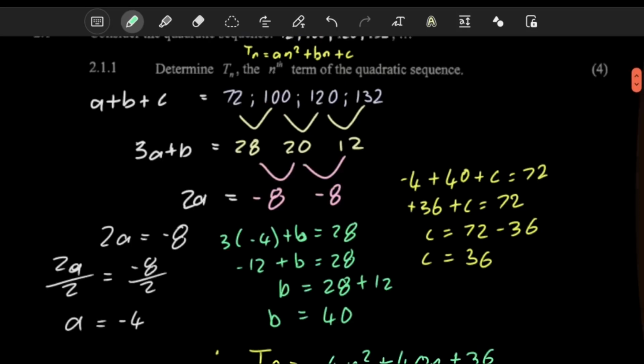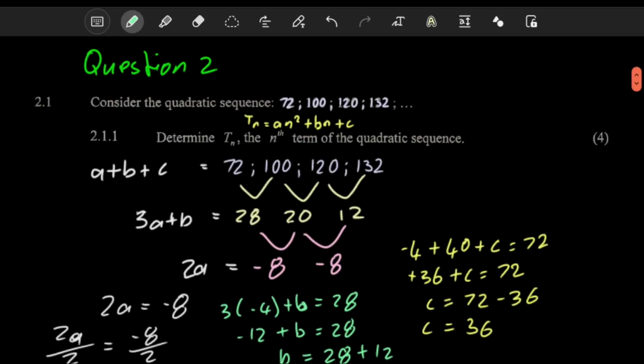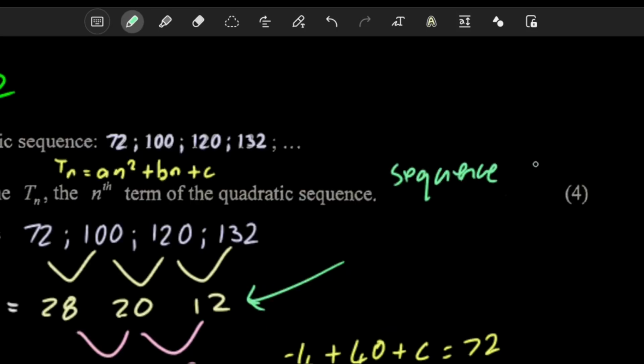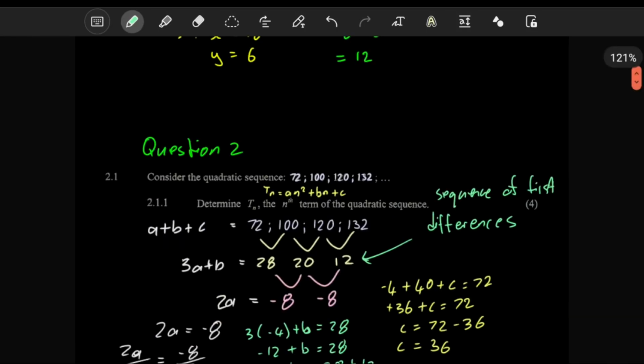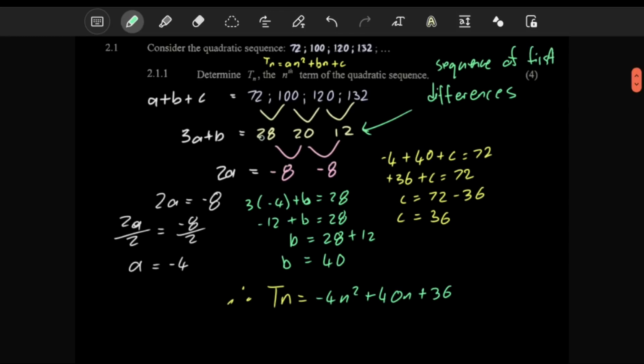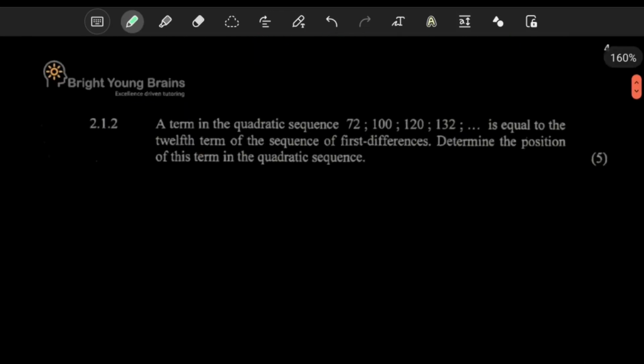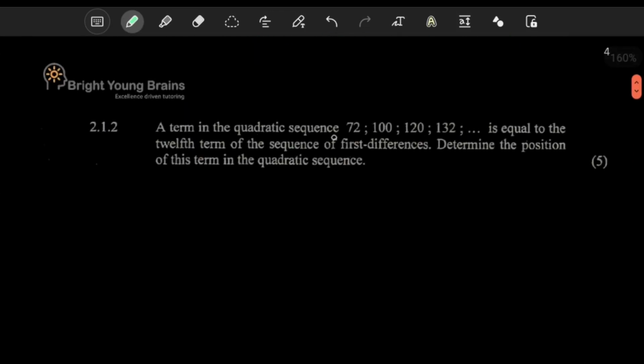So remember, when they refer to the sequence of first differences, they are referring to this sequence here. This here is what we call a sequence of first differences. So they are saying a term in this quadratic sequence is equal to the 12th term of the sequence of first differences. Determine the position of this term in your quadratic sequence.